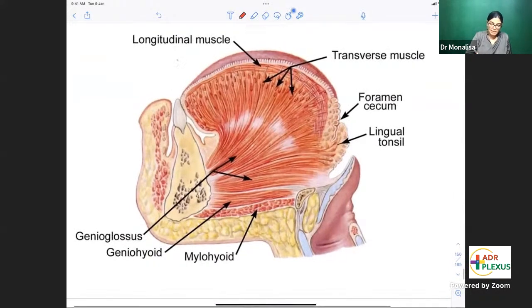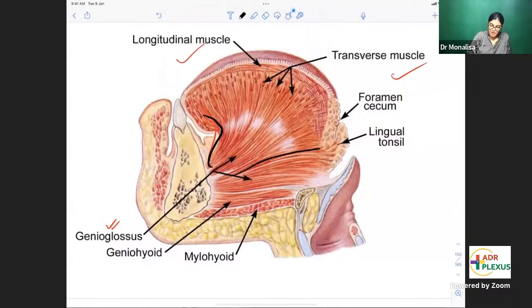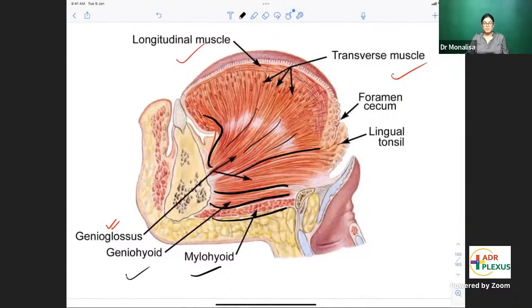So see here, these are the longitudinal and transverse muscles, which are the intrinsic muscles of the tongue. We have got the genioglossus muscle, the bulky muscle, and the fanning of the muscle which you are seeing. This whole muscle which you are seeing is the genioglossus muscle, the major contribution of the extrinsic muscles of the tongue. Below it, we have got the geniohyoid. Below the geniohyoid, we have got the mylohyoid muscle.